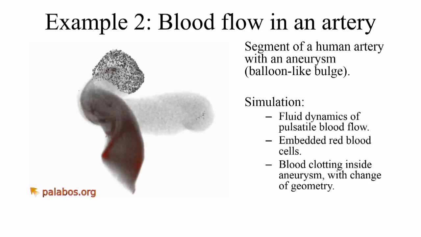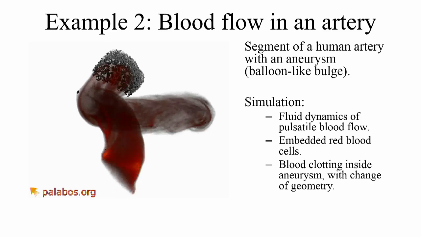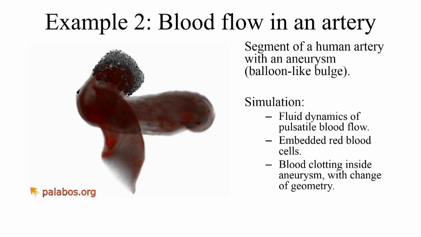Sometimes, however, the blood can coagulate inside the aneurysm. In this case, it stabilizes the aneurysm and decreases a lot the risk of rupture. In this simulation, the red color represents the density of red blood cells, but in the actual simulation, we simulate all the individual, approximately 1 billion red blood cells, which are in this section of an artery.